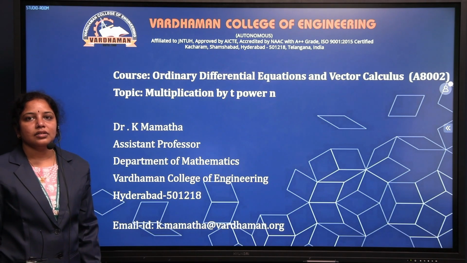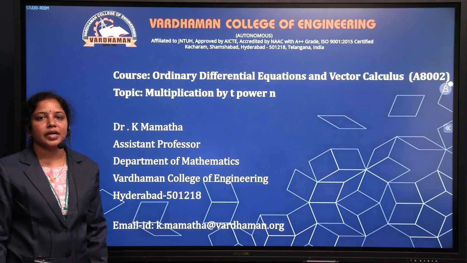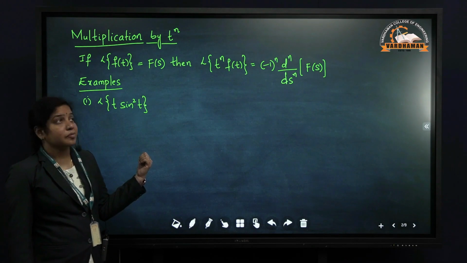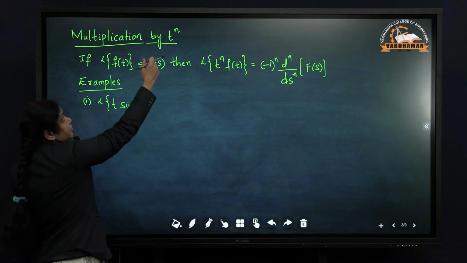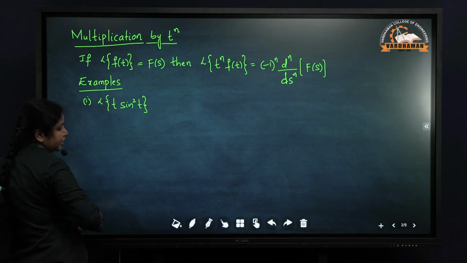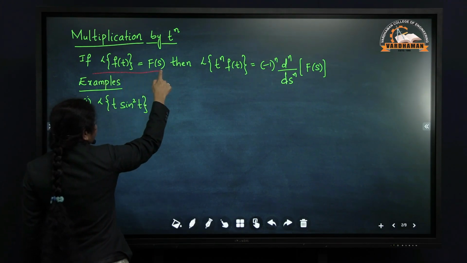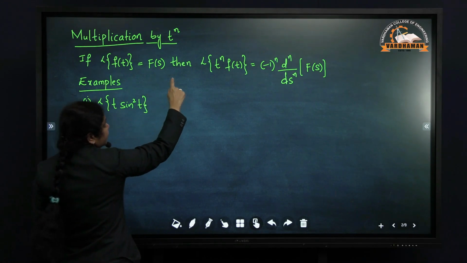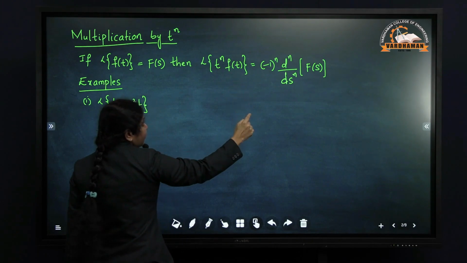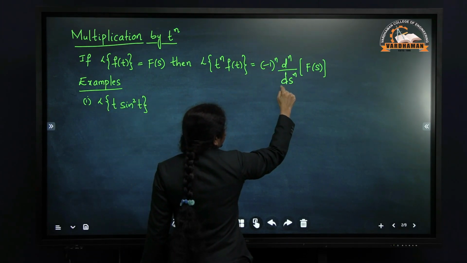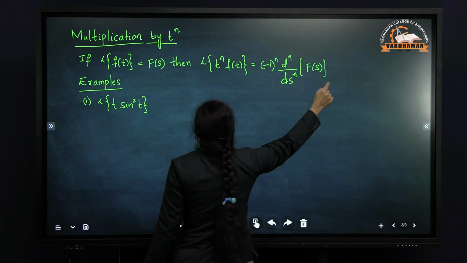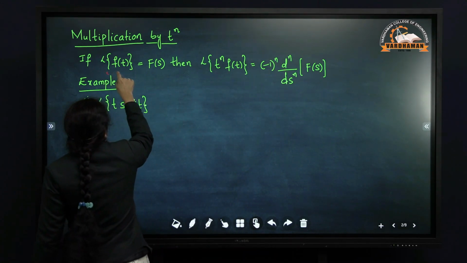In today's lecture, we are discussing multiplication by t power n in Laplace transforms. How do we find the Laplace transform of the function f of t when it is multiplied by t power n? We'll see now. The statement of multiplication by t power n is: if the Laplace transform of f of t equals F of s, then the Laplace transform of t power n f of t equals (-1) power n d power n by ds power n of F of s. Here, what is F of s? It is L of f of t.